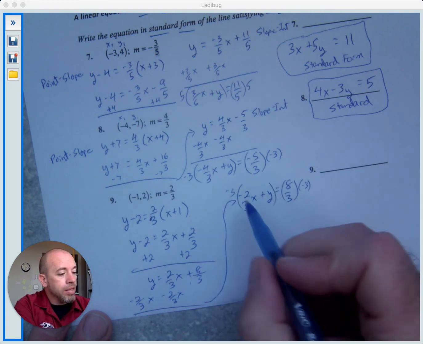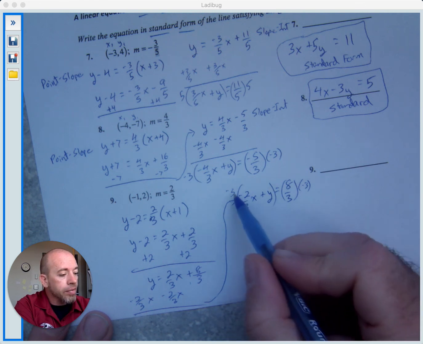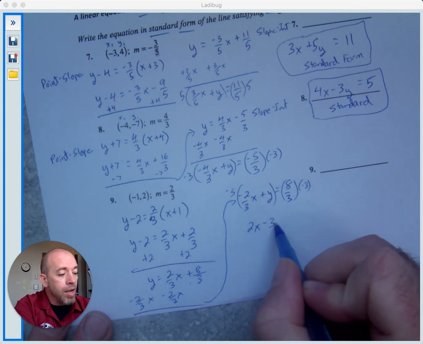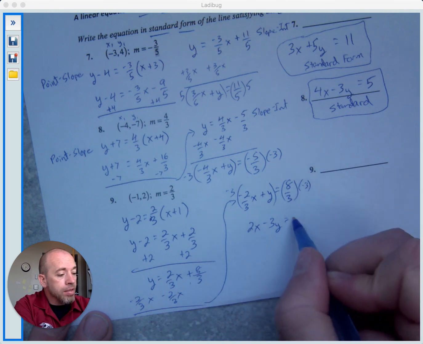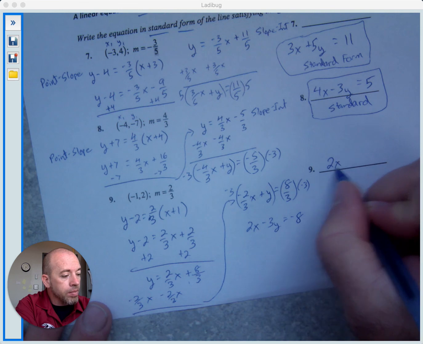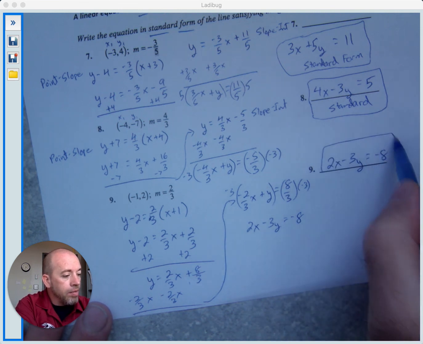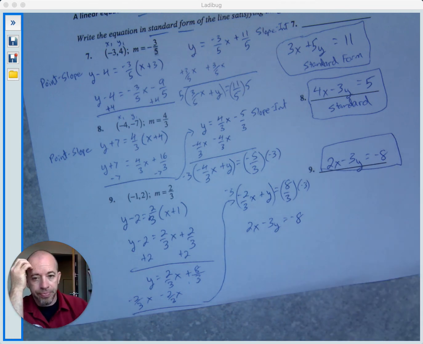And then I get negative 3 times negative 2/3 is just 2x here, and then negative 3 times y is minus 3y, and negative 3 times 8/3 is a minus 8. And that's my standard form: 2x minus 3y equals negative 8. And that would be my standard form.